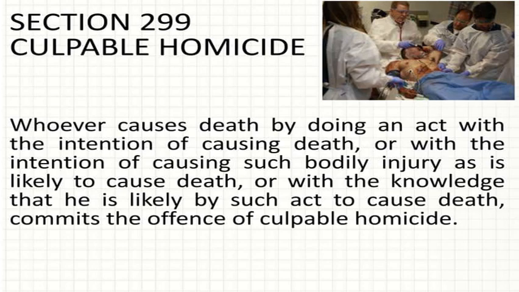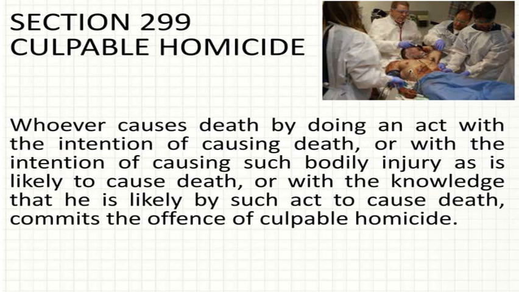Section 299 runs as follows: whoever causes death by doing an act with the intention of causing death, or with the intention of causing such bodily injury as is likely to cause death, or with the knowledge that he is likely by such an act to cause death, commits the offense of culpable homicide.